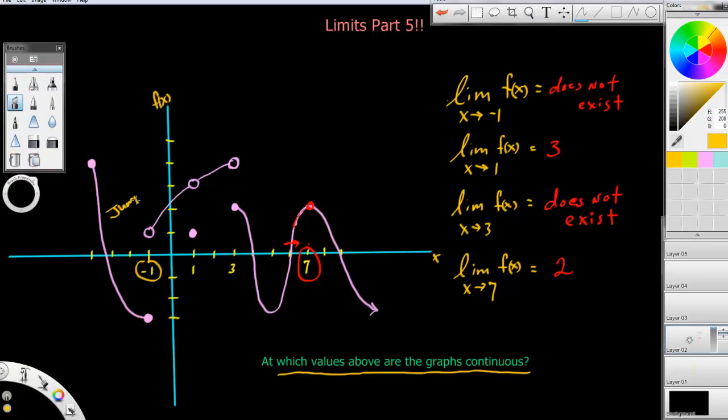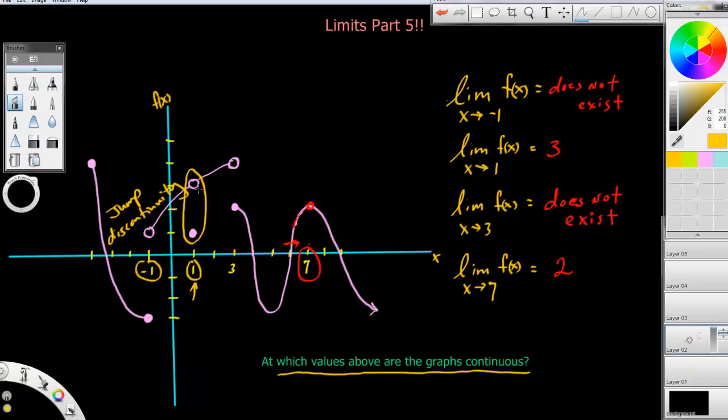a jump discontinuity. That's called a jump discontinuity. In fact, it stops here and then jumps up there. It's called a jump discontinuity. There are other types of discontinuity here, and that is right here at 1.